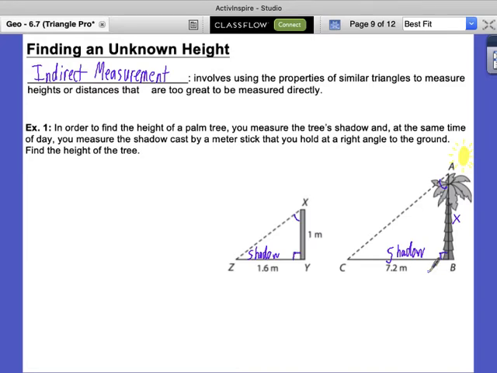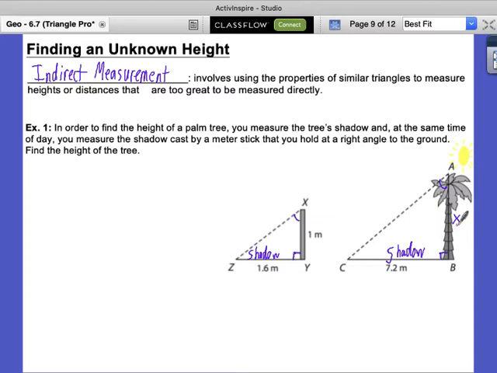So, let me note a right angle here. We had to hold the meter stick at a right angle because a palm tree will naturally be at a right angle to the ground. So now we have the triangles are similar by angle similarity. So we can set up a proportion here to find our x. Can somebody help me set up a proportion here to find our x?